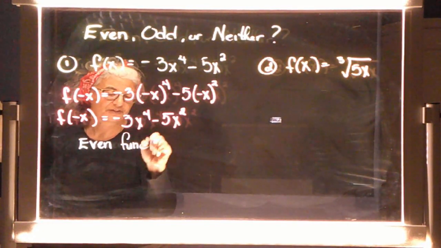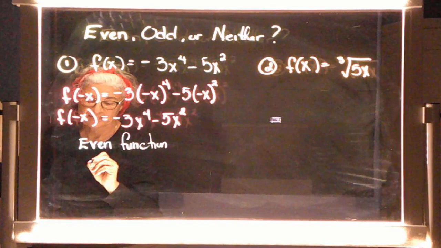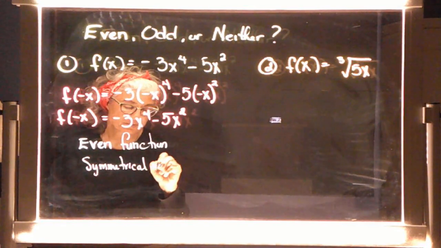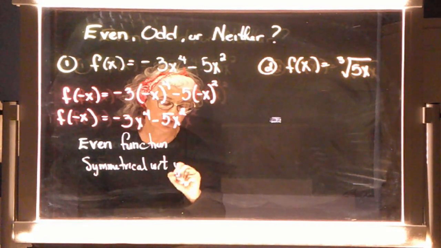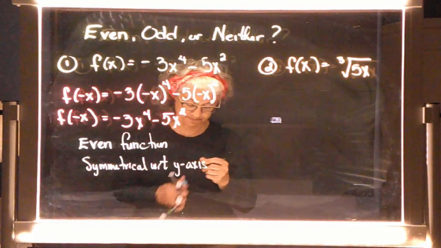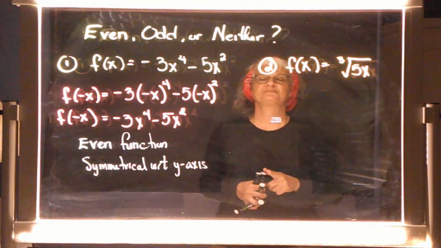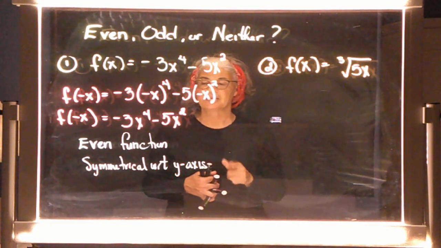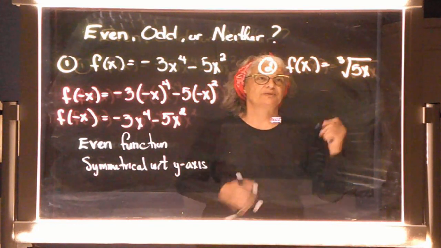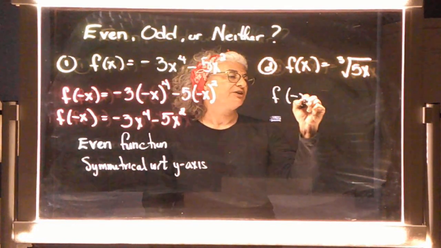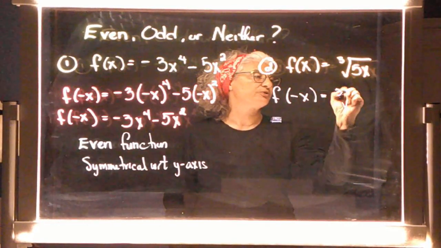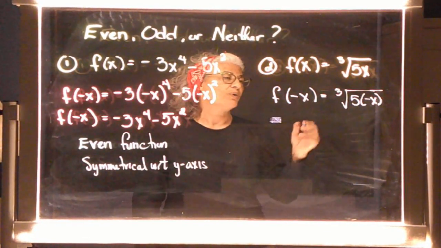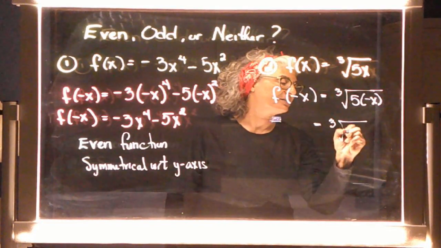Okay, so since it's an even function, what kind of symmetry does it have? Yes, it's symmetrical with respect to, that's right, the y-axis. Right? Okay, got it? Let's take a look at number 2 here. And we are supposed to plug in, yes, we're supposed to plug in a negative x. So let's see what happens when we plug in a negative x. So f of negative x equals, we've got a cubed root, don't we? Of 5 times negative x. Agreed? Well, that's going to be the cubed root of a negative 5x, isn't it?